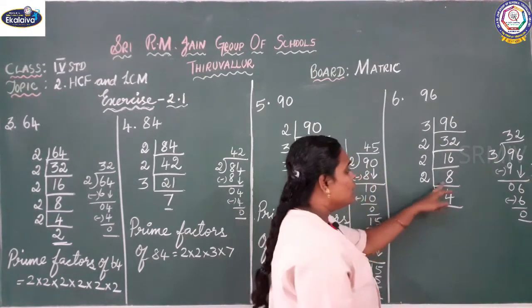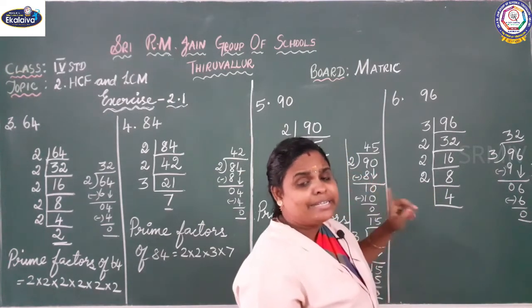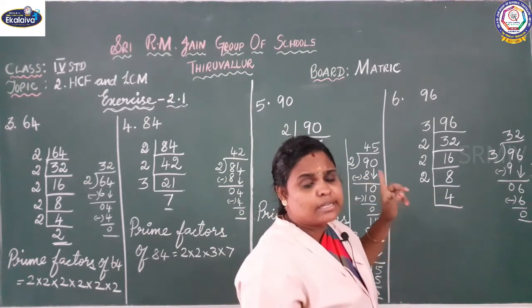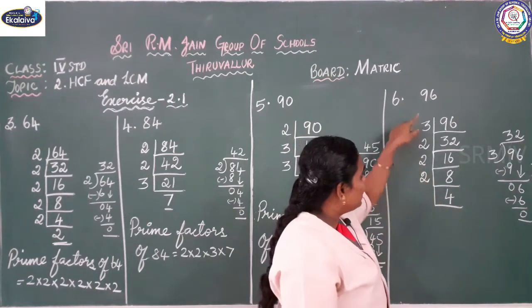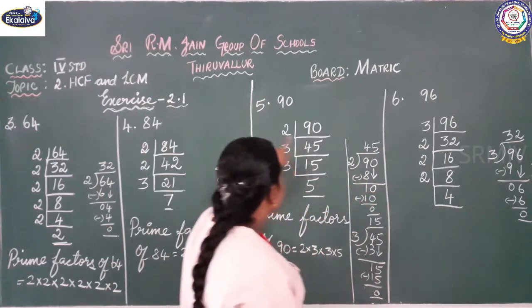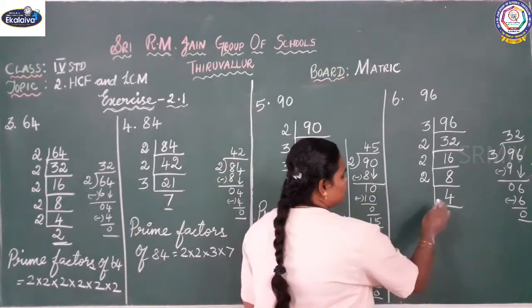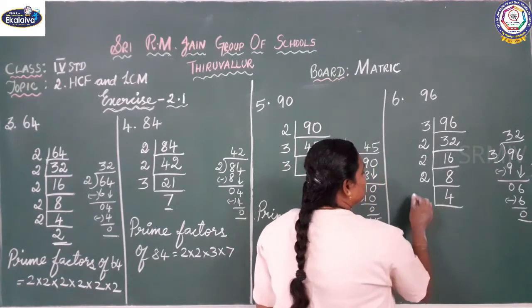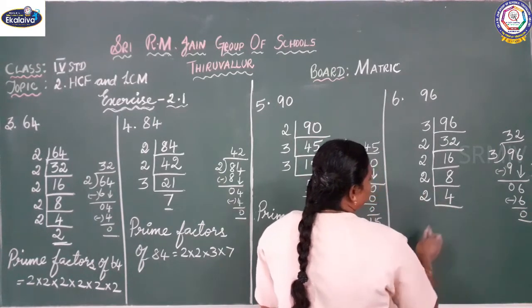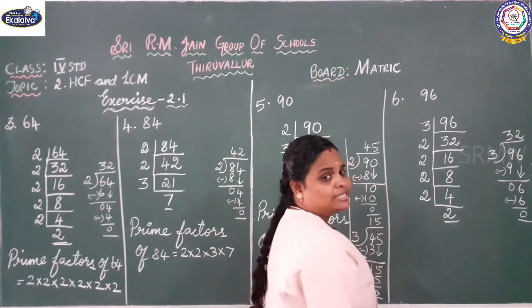See, listen children, if it is 8, don't divide it by 8 table, because 8 is not a prime number, 8 is a composite number. You should use only prime numbers. So 4 is a composite number. Again, if you are dividing by 2, 2 2s are 4. So 2 is a prime number, so we can stop, okay.